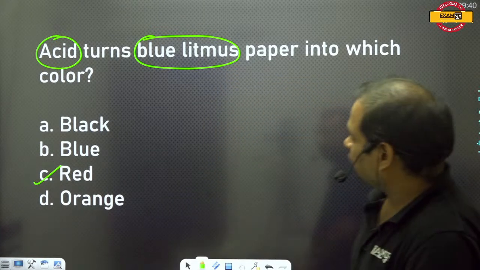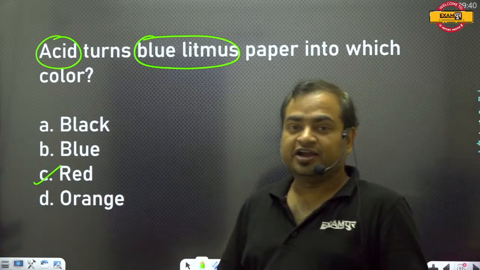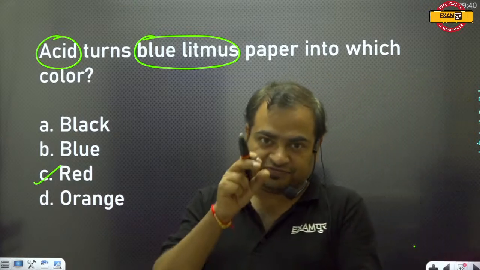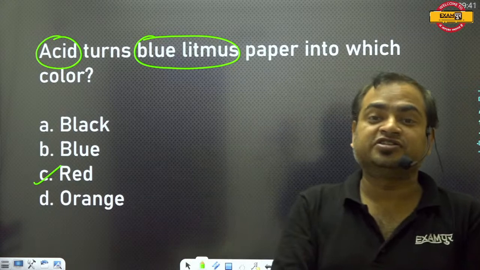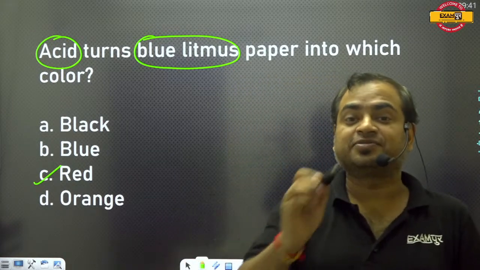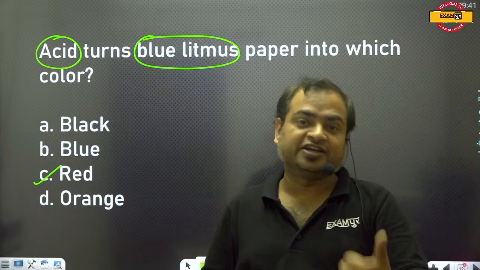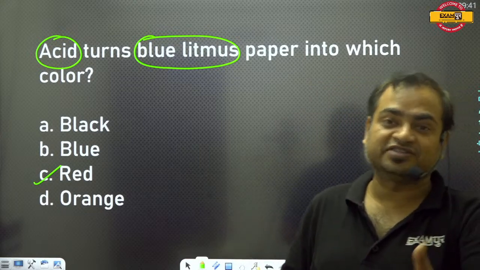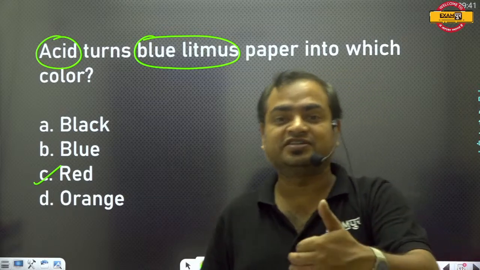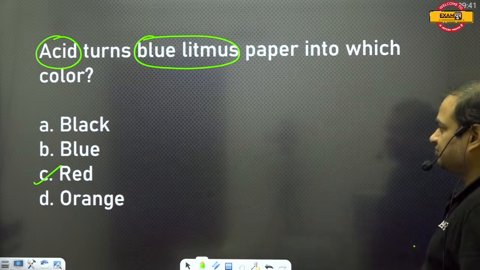Suppose there is a red litmus paper, and you pour some liquid onto it, and if this red litmus paper changes its color into blue, then you can say that it has the basic property. So litmus paper is used as an indicator to check the property of the solution, whether it is basic or acidic. So this is the correct answer.